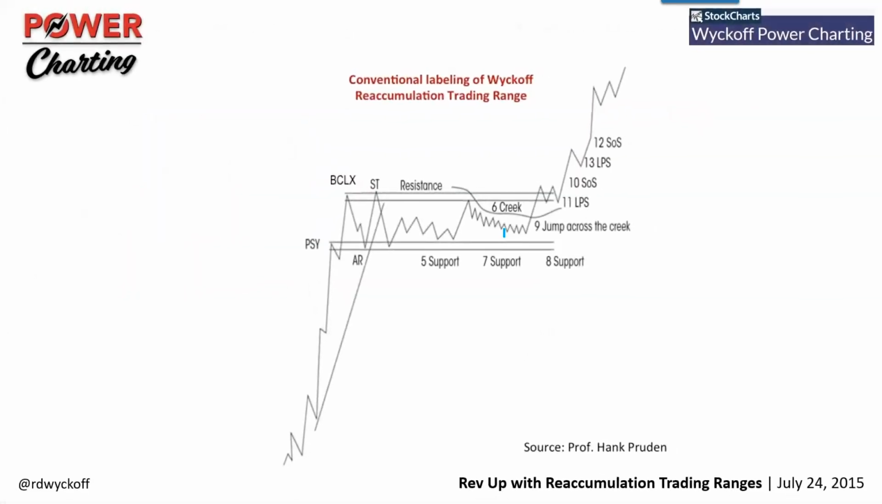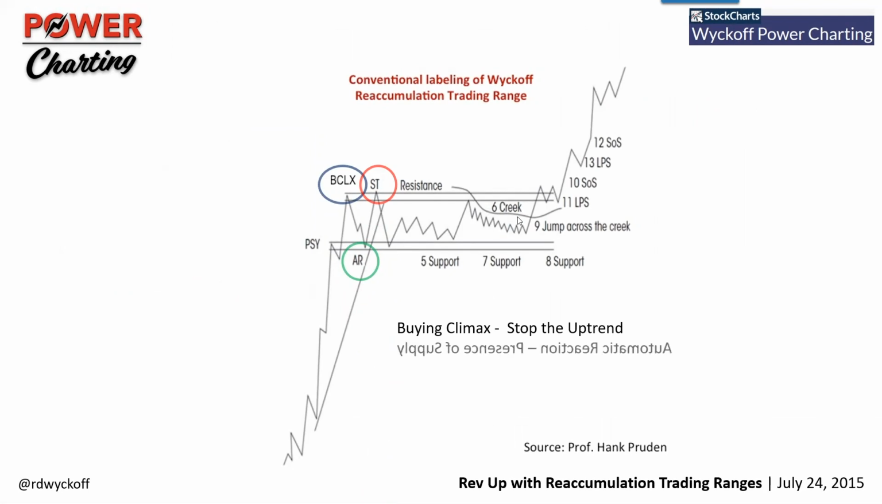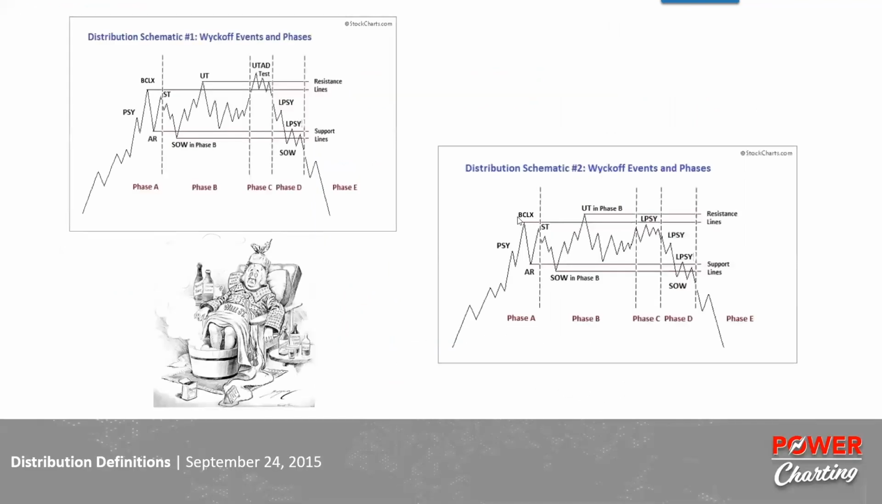Okay, so here we go. Let's again look at this reaccumulation structure by itself, and you can see the key areas that define phase A, and then you have the range-bound condition, and then we want to profit from that. Again, we'll come back to that at a later date. Now, here's a couple different variations on a distribution type structure.